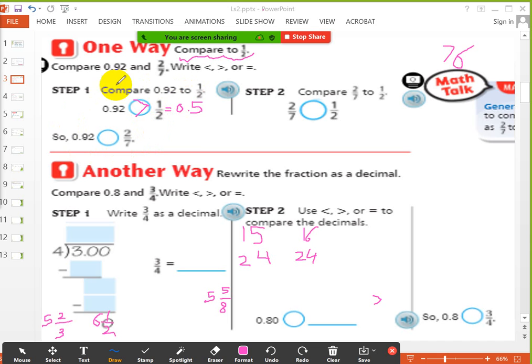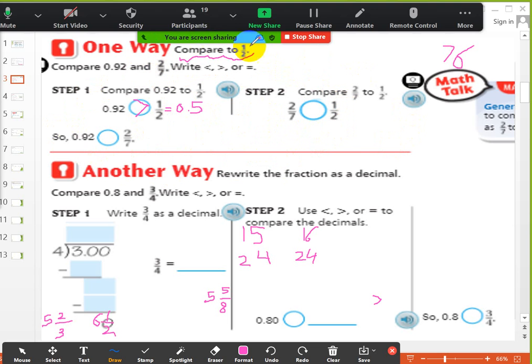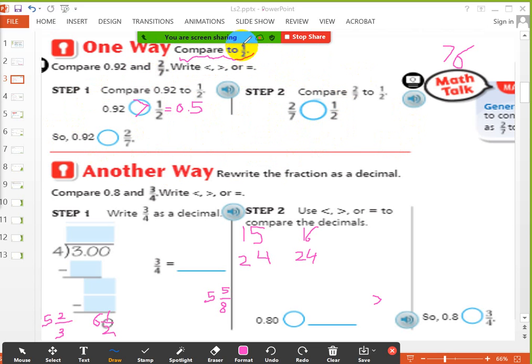So this is the first step. The second step, I will compare between 2 over 7 and 1 over 2, because he told me that you have to use 1 over 2 to help you in this example.